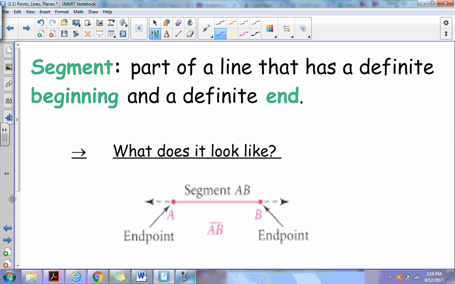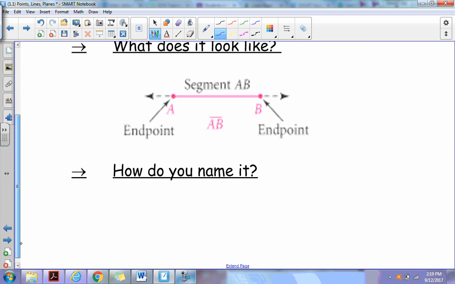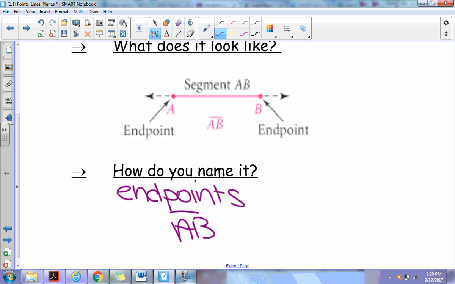When you name a segment, you have to use the endpoints. And you would put a segment symbol on top. So for the line, it has the arrows. For the segment, no arrows. If there was a point C here, you couldn't use it, because segment AC would denote a different segment than AB. So segment AC would just be that portion, and I wouldn't get the whole thing. Does that make sense?